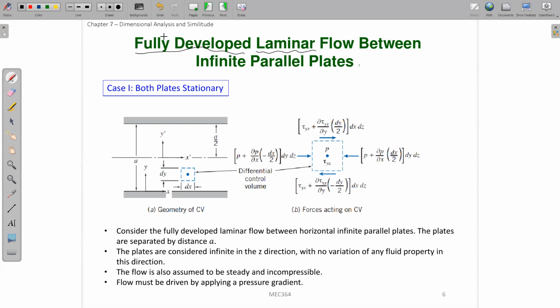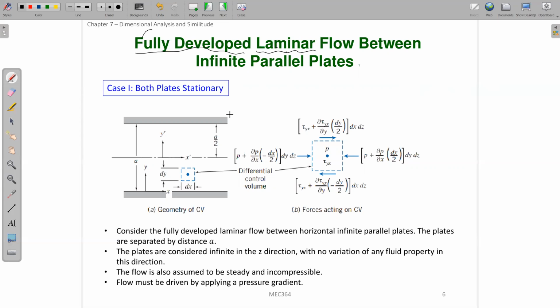So we have two important words here. First, we study only the fully developed region. Second, we're only focusing on the laminar flow. We are not interested right now in the entrance region and the turbulent flow. We want to see, after we solve the flow equations, what the velocity profile will look like, and what the viscous stress, the friction force, will look like. This is the first benchmark problem we want to study.